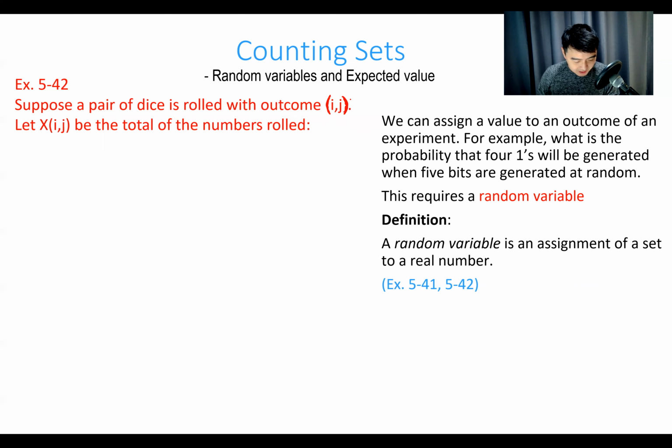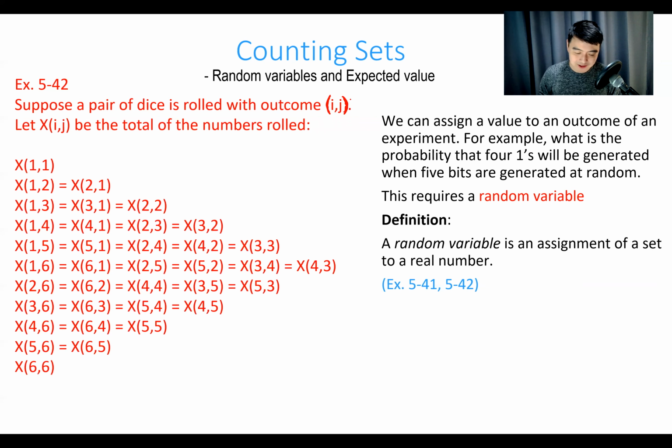So let x_ij be the total of the numbers that are rolled. So I roll the dice 2 times. I roll it first and then second, and I add up the 2 numbers. So x_ij is going to represent the total for the numbers that are rolled. For example, if I roll a 1 and then I roll another 1, then the value that I'm going to assign to that outcome is going to be equal to 2.